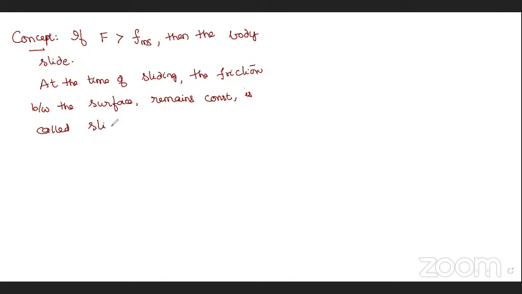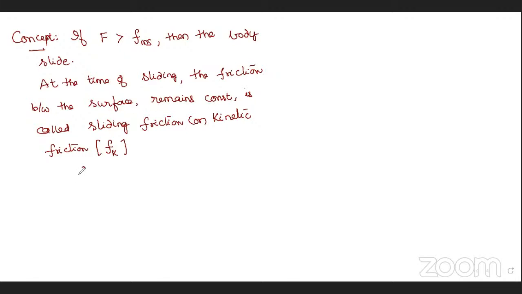The friction between the surfaces is called either sliding friction, or in the majority of the books, they name it kinetic friction. Any name you can use, both are correct. Kinetic friction or sliding friction is represented as usual. Since it starts with a K, this is Fk, kinetic friction.